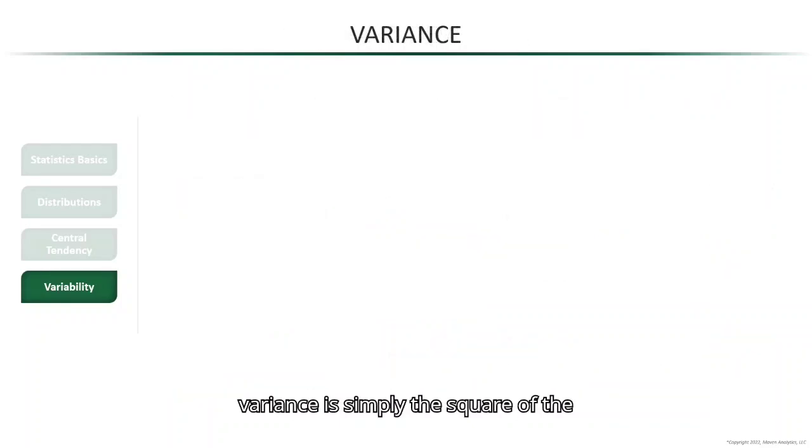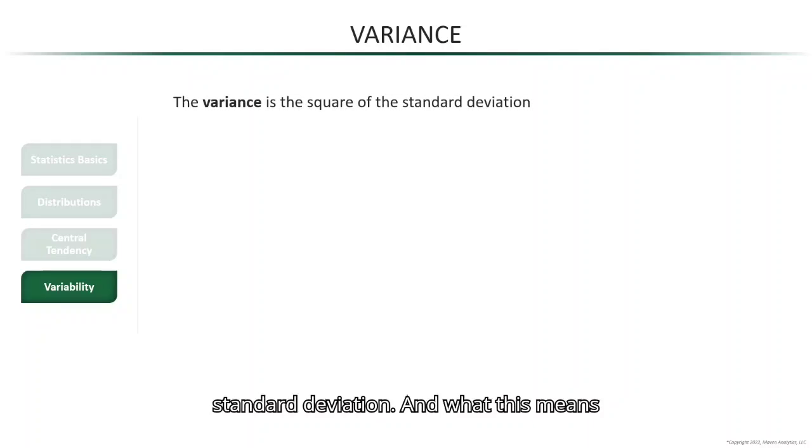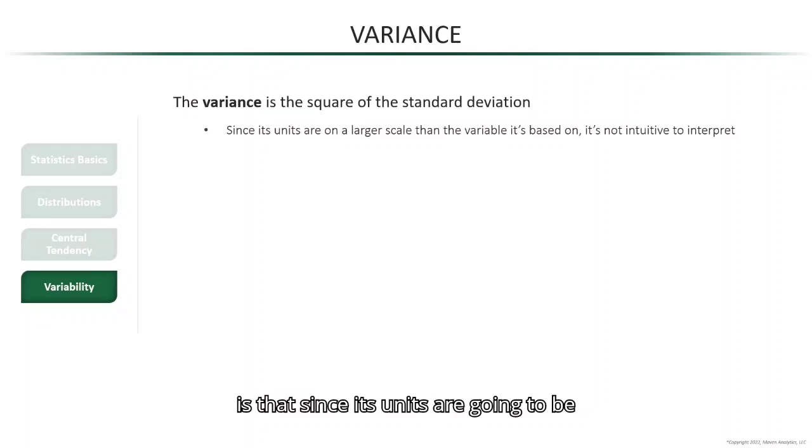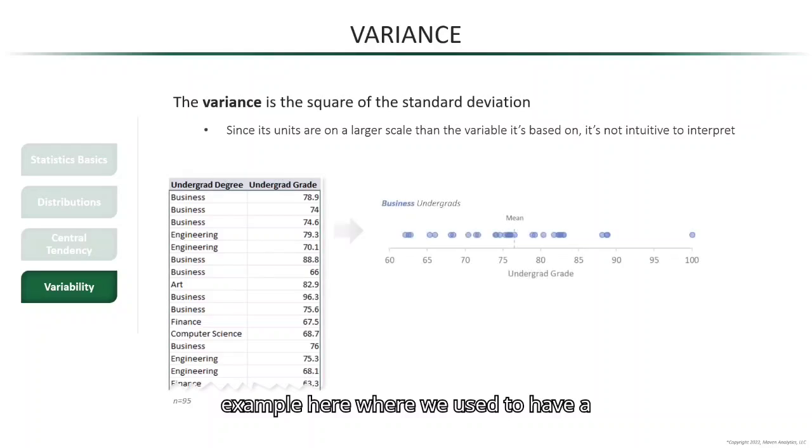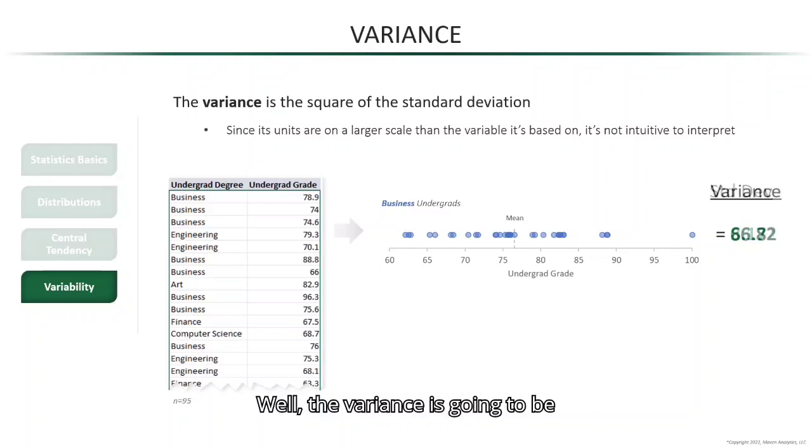Now, the variance is simply the square of the standard deviation. And what this means is that since its units are going to be on a larger scale than the variable that it's based on, it's not going to be as intuitive, or intuitive at all really, to interpret. So if you look at the same example here, where we have a standard deviation of 8.17, well, the variance is going to be 66.82.